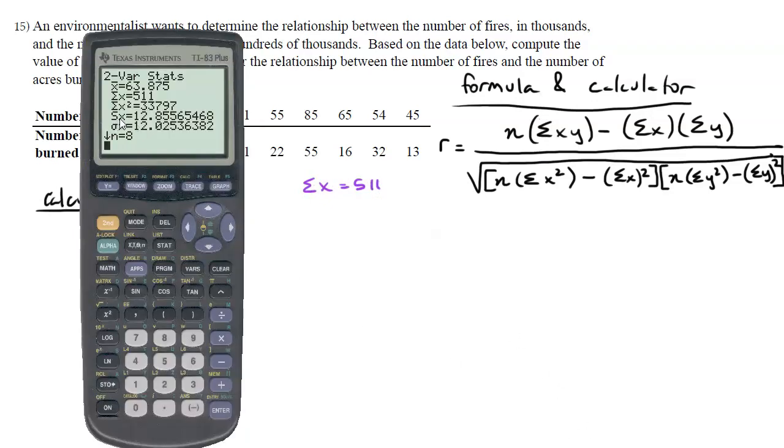What else do I have? I have the standard deviation of x, but I don't need those standard deviations. Let's go down some. Wait a minute. Did I miss the sum of x squared? I did miss the sum of x squareds. I have 33797.